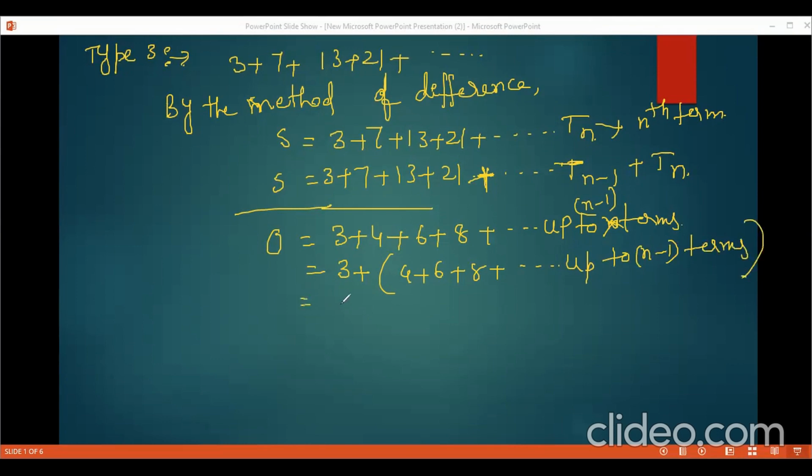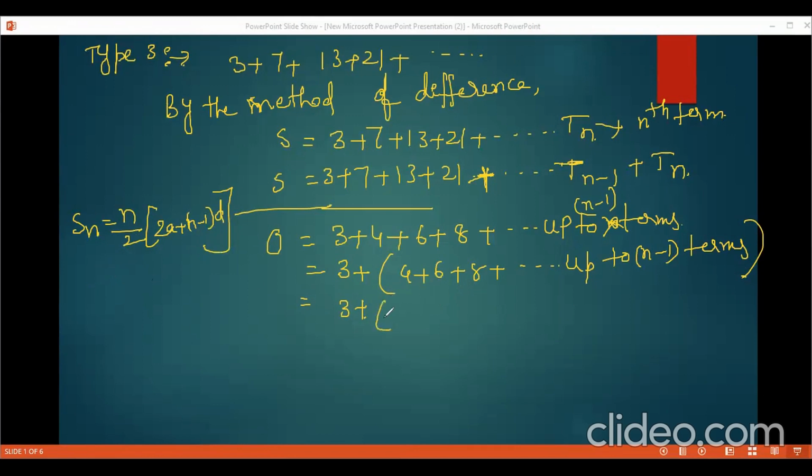Now we can easily calculate. This is an AP, no? So we know how to find the sum of n terms. What is the sum to n terms? Sn is equal to what? Sum to n terms of an AP. Sn is equal to n by 2 into 2a plus n minus 1 times d, right? In this way, I'm going to calculate.